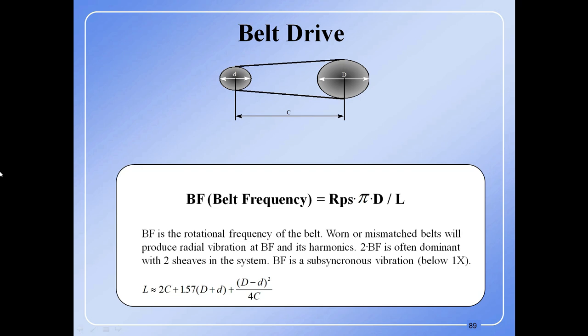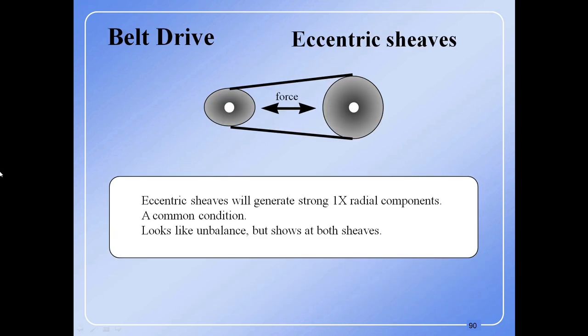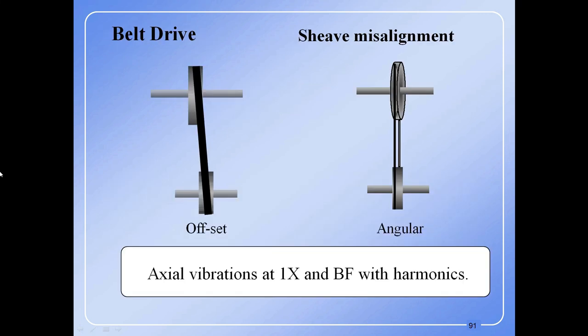Let's see the formula. Belt drive, eccentric sheaves. Eccentric sheaves will generate strong 1x radial components. A common condition, it looks like unbalance but shows at both sheaves. Drive belt, sheave misalignment, offset or angular type. Angular vibrations appear at 1x and belt frequency with the harmonics.